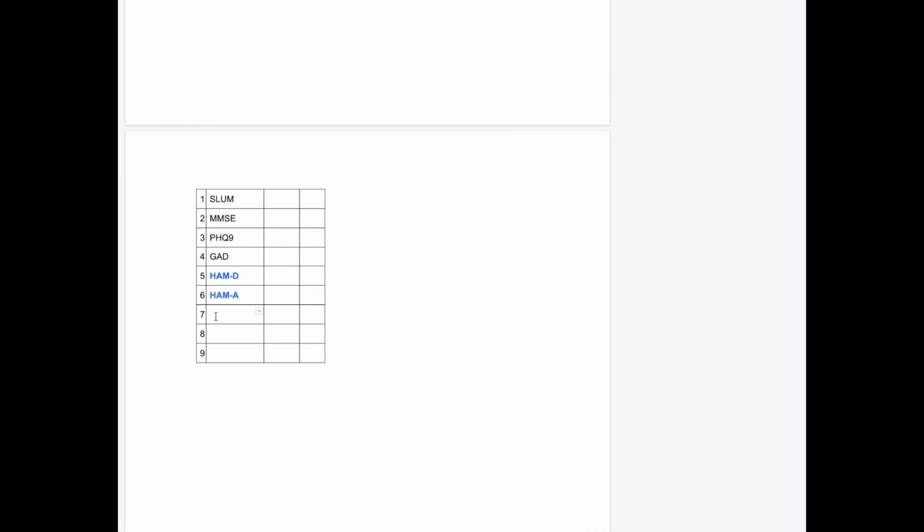So then I say what goes in 7 and 8. My fourth category that I mentioned is substance. Substance is CAGE and the SIWA scale. Last but not least, the only one that I'm missing is Beck. Pretty cute little Beck.